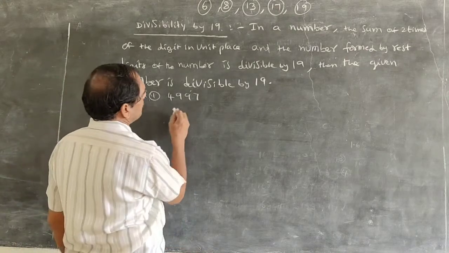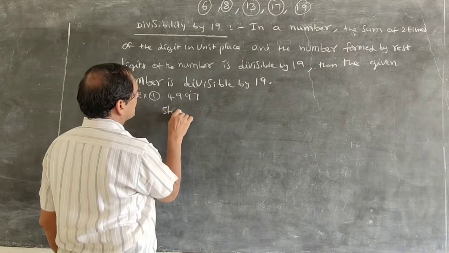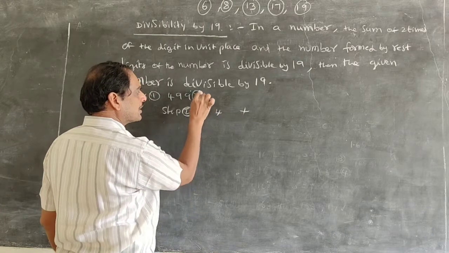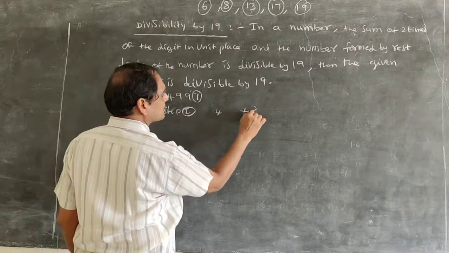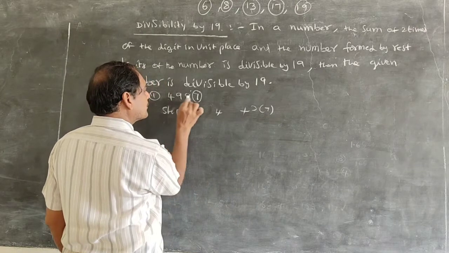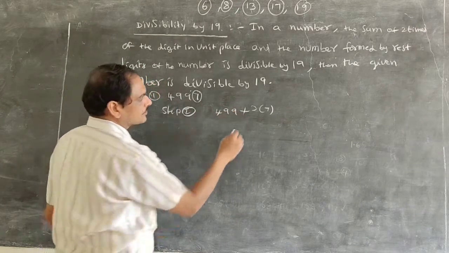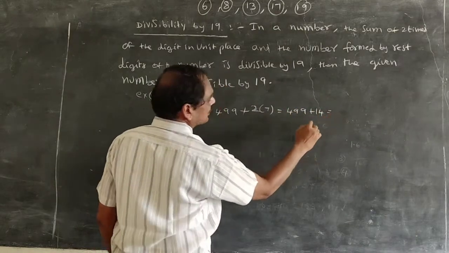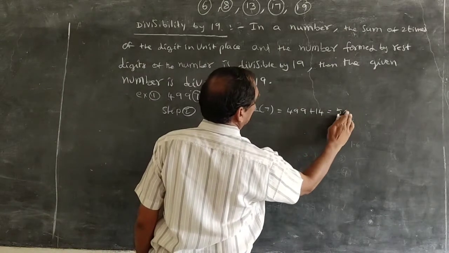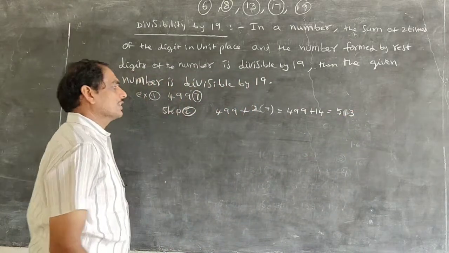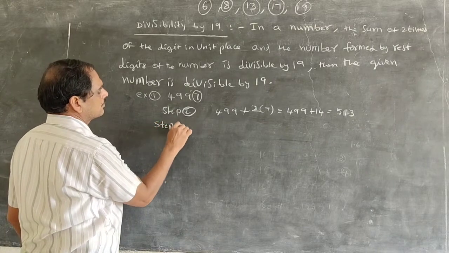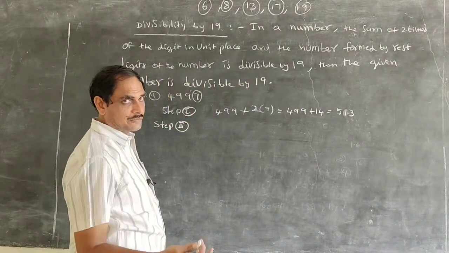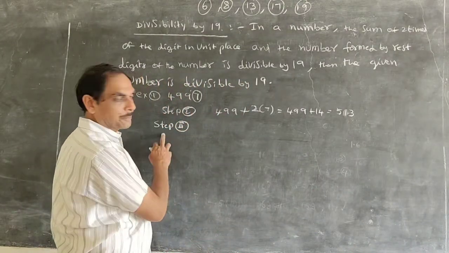In step 1, we take the sum of 2 times the digit in the unit place, which is 2 into 7, and the rest of the digits, 499. So this is equal to 499 plus 14, that is equal to 513. Again we go to step 2. In the number 513, if we knew that it is divisible by 19, there would be no need to go to step 2.